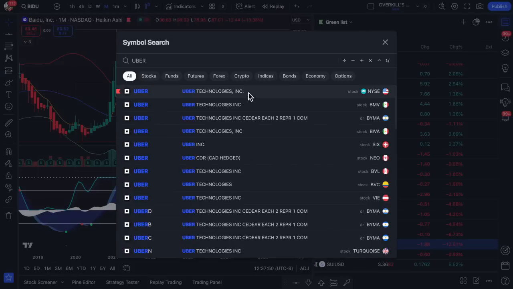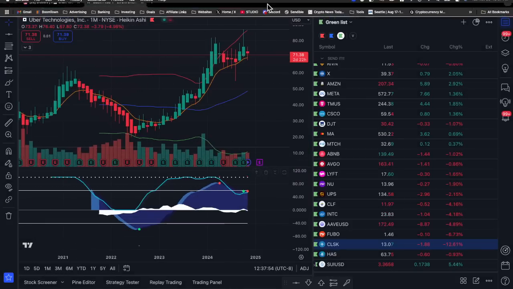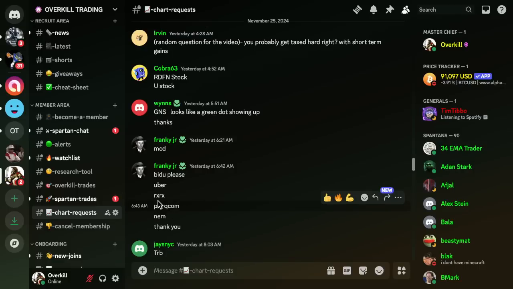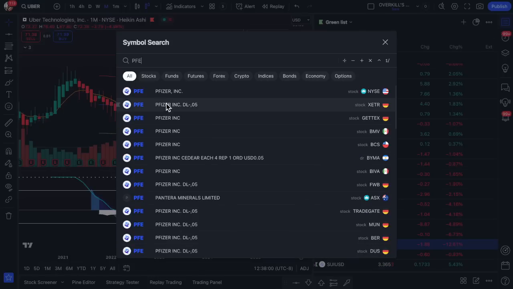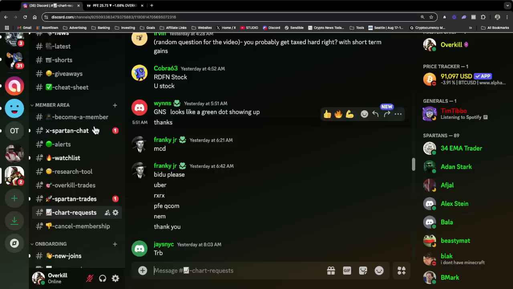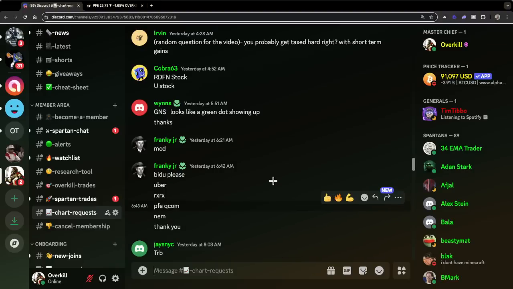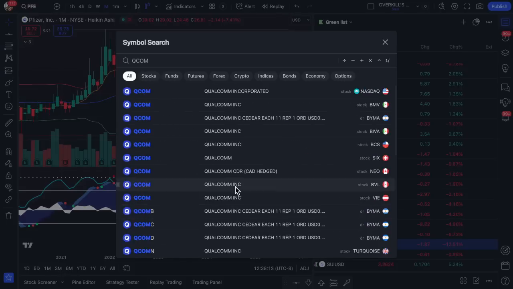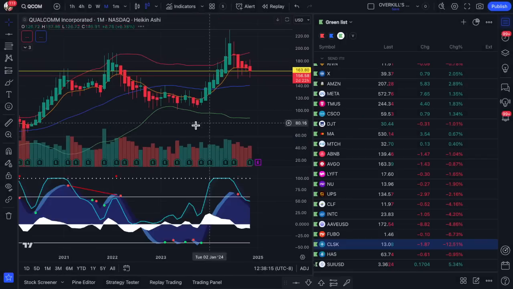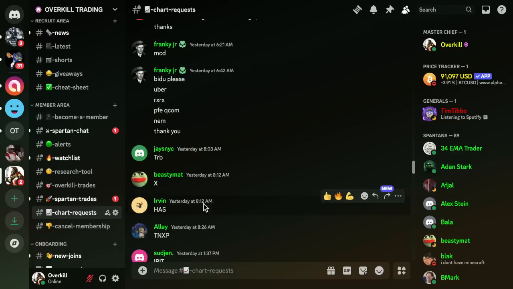Uber. Uber is red on the monthly as well. Red dot and red candle. I'd stay away from that one. RXRX we covered. PFE. PFE is also red there on the monthly chart. So I would not be touching PFE. Kennedy's going to get in there, and he's going to take down all the pharmaceutical companies, apparently. Qualcomm is also red on the monthly. I wouldn't touch that one.